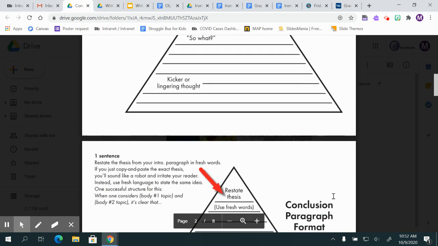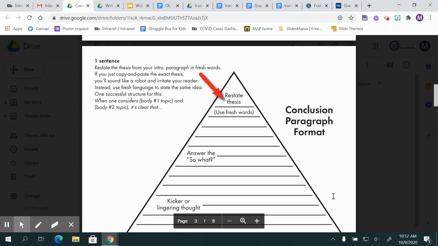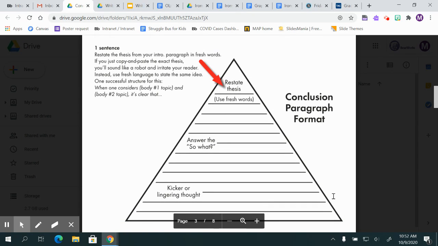Okay, let's go ahead and look at our restating of the thesis. So, your restatement of the thesis should be in new, fresh words. You don't want to copy and paste the exact one. Okay. Plus, it's going to make it boring for your reader. Okay. Instead, go ahead and think about what you talked about in the first body and the second body, and then what can you draw a conclusion from with that?